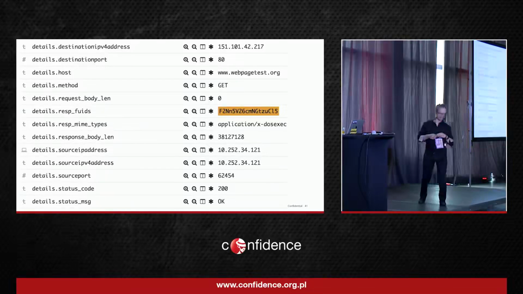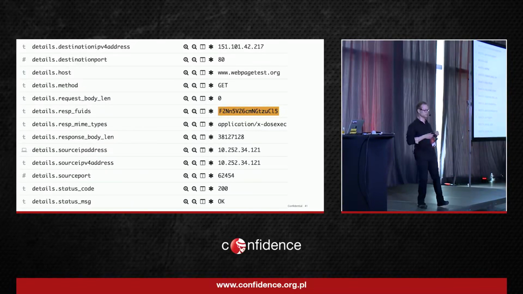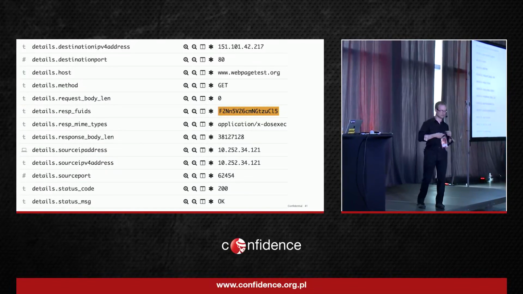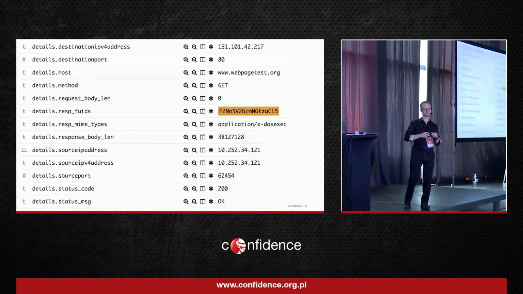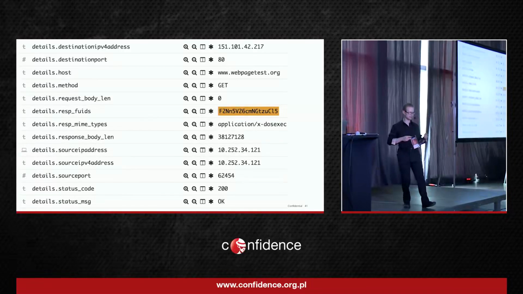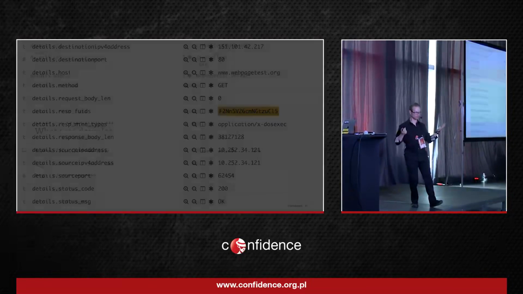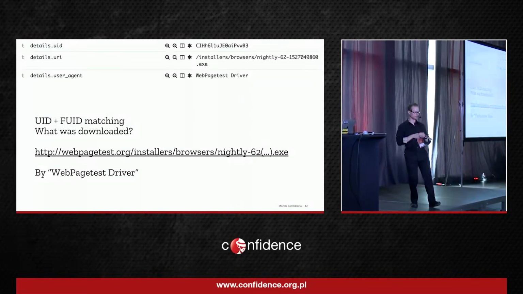So I pivot to the HTTP log, and the HTTP log tells me the suspicious UPX file was downloaded from something called web page test. I don't know what web page test is, but at least I know who did what. And unfortunately, if you take a look at the URL that was also recorded by our system, it is a path to the nightly browser.